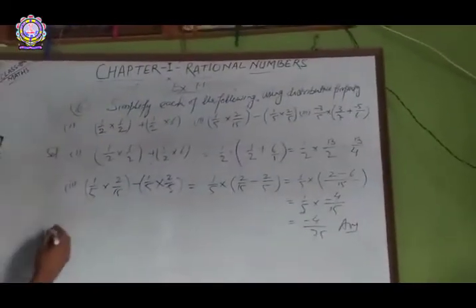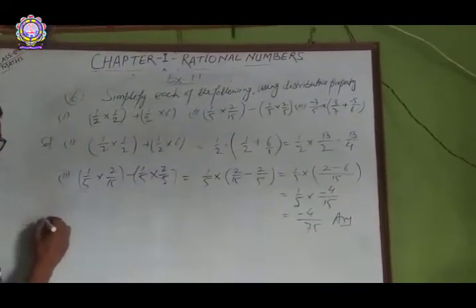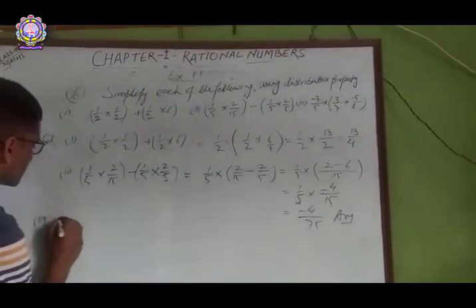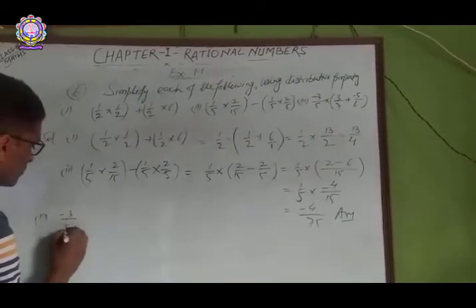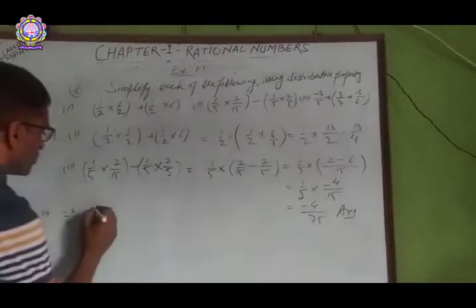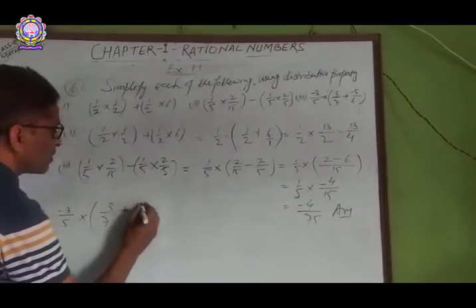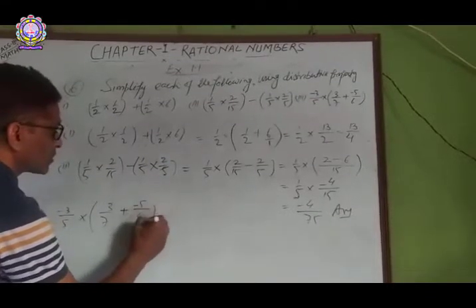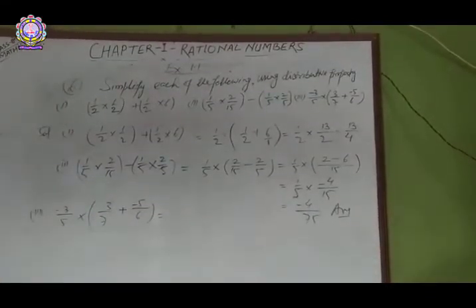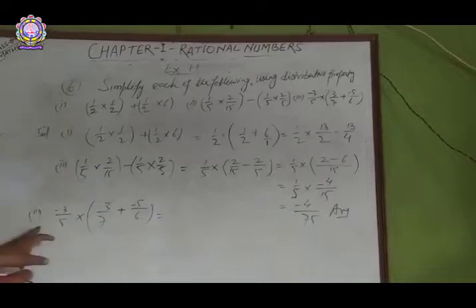And last, third one is minus 3 upon 5 into bracket 3 upon 7 plus of minus 5 upon 6. Using distributive property, we can solve it.